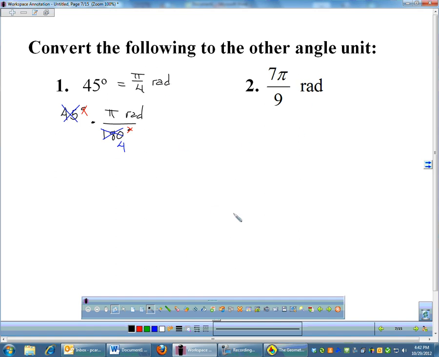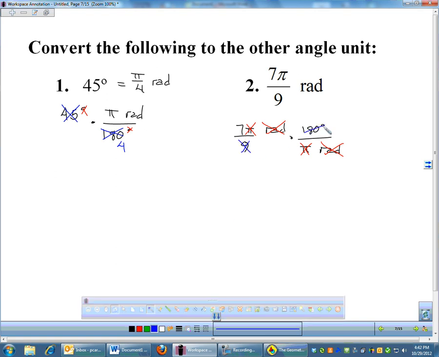If I'm going to convert this one to degrees, now I have 7 pi over 9 radians, and I want to convert that into degrees, so I need to cancel radians. I'm going to stick my pi radians on bottom, multiply by 180 degrees on top, and now my radians cancel. And let's see what else I can cancel. The pi's cancel. And 9 goes into 180 20 times. And now I can simply multiply. 7 times 20 is 140. Everything else canceled, so I'm left with 140 degrees. So there's how we're going to convert radians into degrees and degrees into radians.